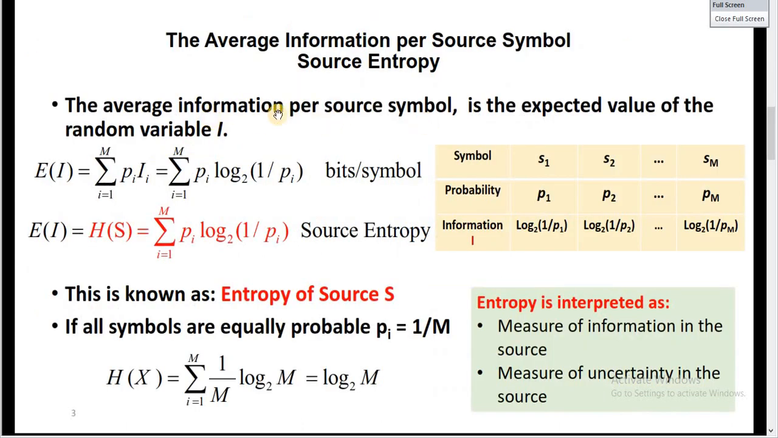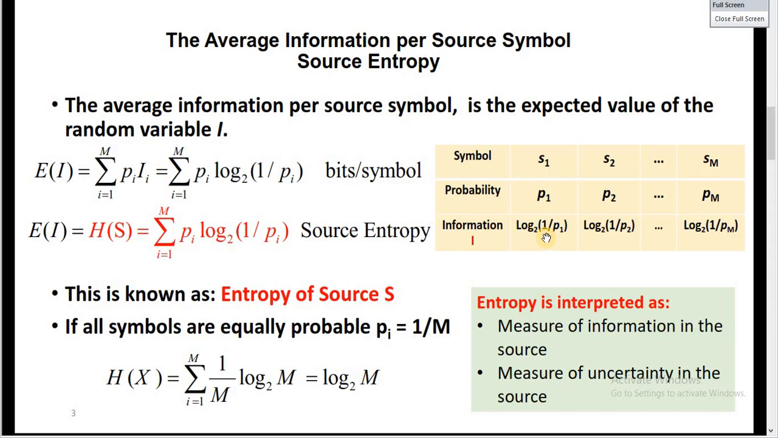Now we define the average information per source symbol. Symbol S1 occurs with probability P1 and carries an amount of information log base 2 1 over P1. Symbol S2 occurs with probability P2 and carries an amount of information log base 2 1 over P2, and so on. From this we conclude that the information content of each symbol is a random variable, and this is the associated probability with this random variable.